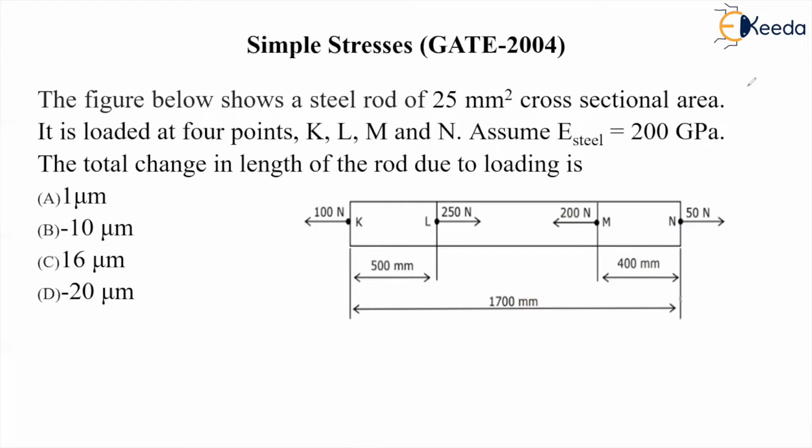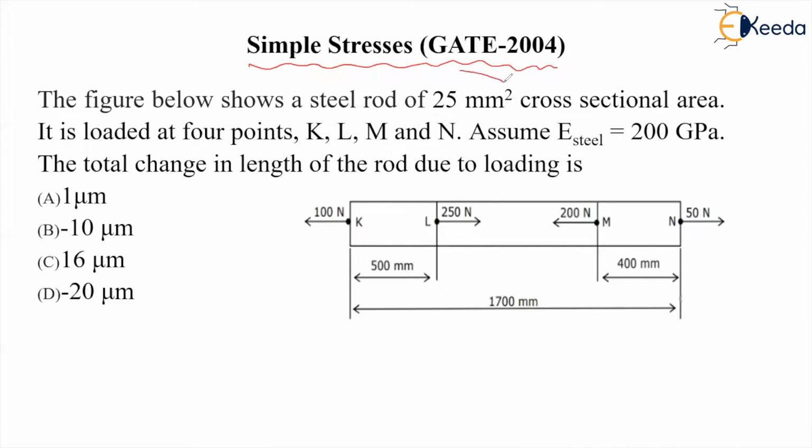The figure below shows a steel rod of 25 mm square cross-section area. It is loaded at 4 points K, L, M, N. Assuming E equal to 200 gigapascal, the total change in length of the rod due to loading is, this we have to find out. So this is the question of simple stresses. This question was asked in the 2004 GATE exam.